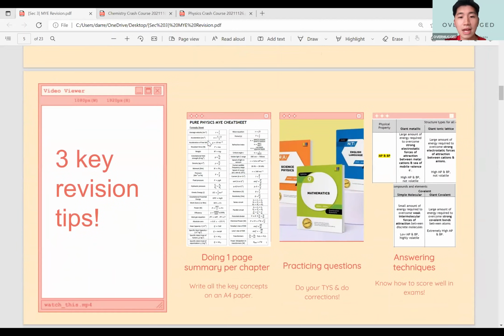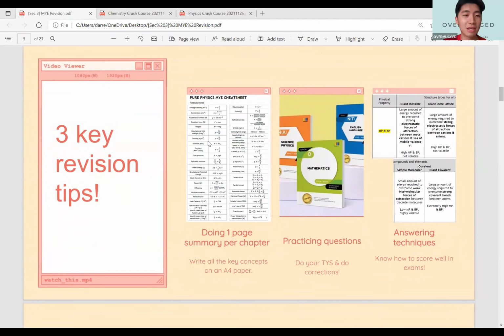Now, before I kickstart, I just wanted to share 3 key revision tips. So right now, late April, your exam is anytime next week to the following week. You don't really have much time.